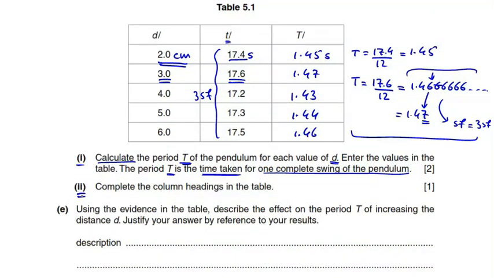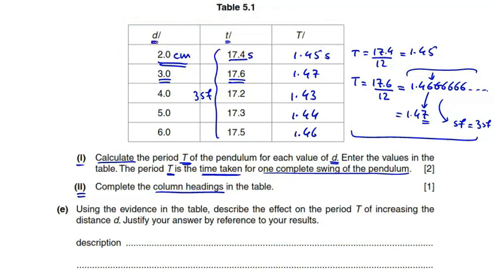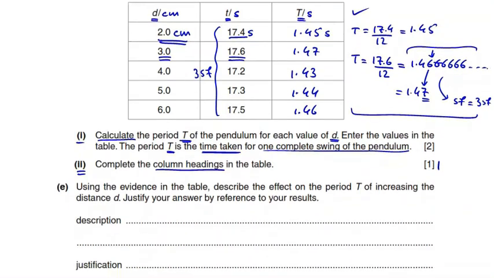The next part, D2 says, complete the column headings in the table. Students, note that each column heading in the table contains a quantity and a forward slash mark, but it lacks unit. So let's complete the column headings by adding appropriate units to them. We know that the unit of distance d is centimeter, the unit of time small t taken for 12 swings is second, and the unit of period capital T is also second. So now the column headings in the table are complete and we get 1 mark for that. Let's do the next part now.